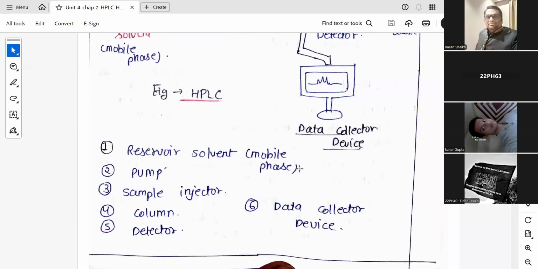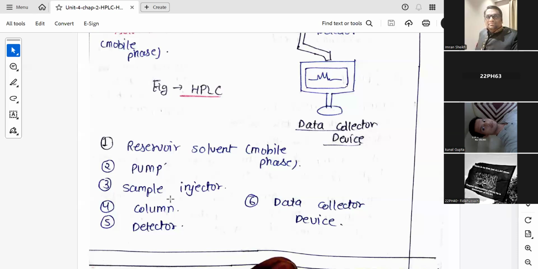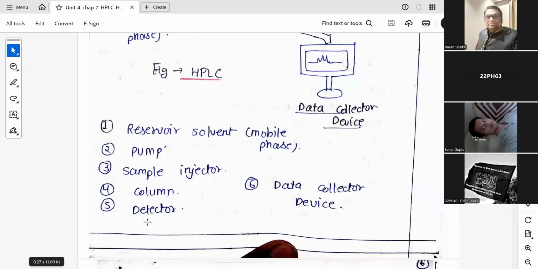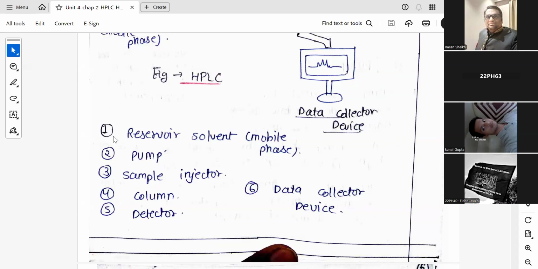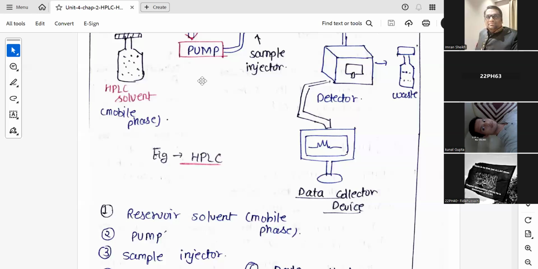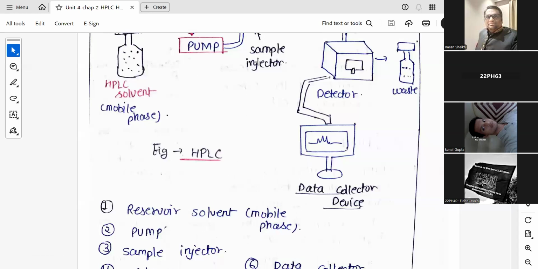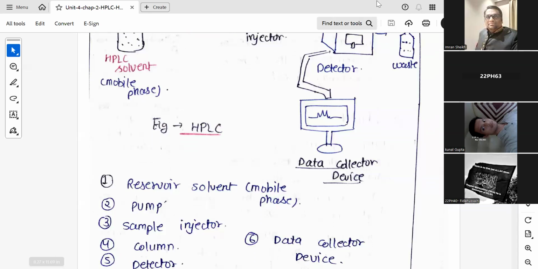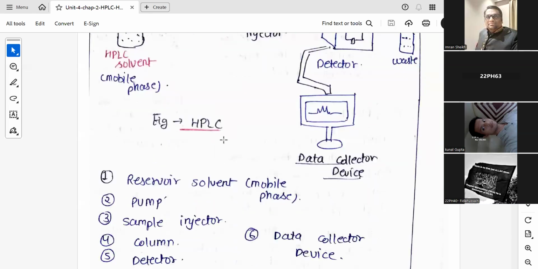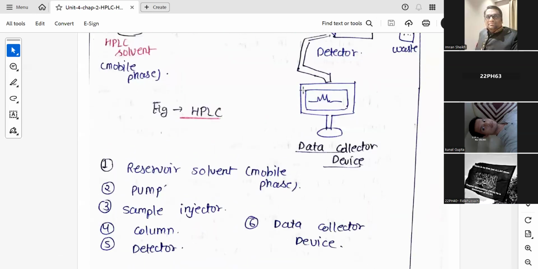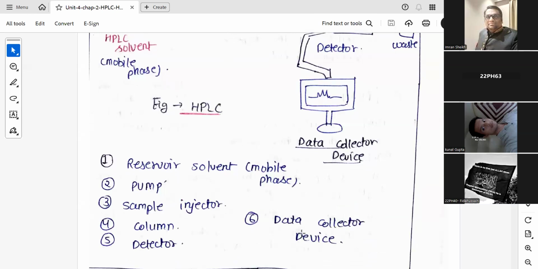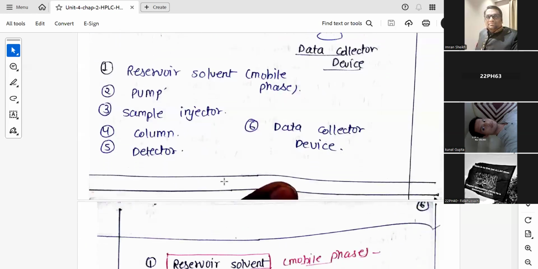Thereafter, the reservoir solvents are the mobile phase, pump, sample injector. Thereafter, column, detector, data collection device. I repeat. First is the reservoir solvent, the mobile phase. Thereafter, the pump. Thereafter, the sample injector. Thereafter, the column. Thereafter, the detectors. Different types of detectors are there. The last thing is the recorder, called the data collection center.